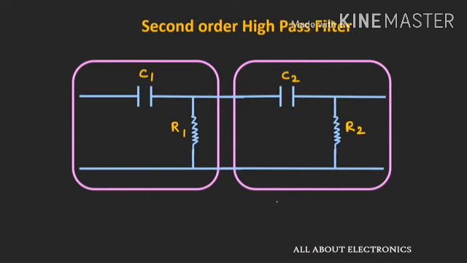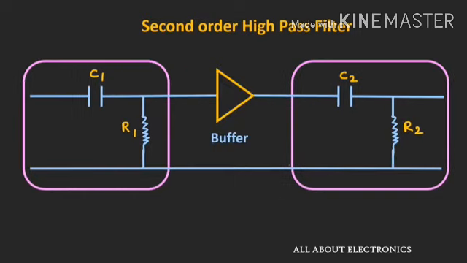Now designing this higher order filter is not as simple as it looks, because the next stage might get loaded by the previous stage, and to eliminate this loading effect we should isolate the two stages, and we can do so by using an electrical buffer, or we can go for the active high pass filter.